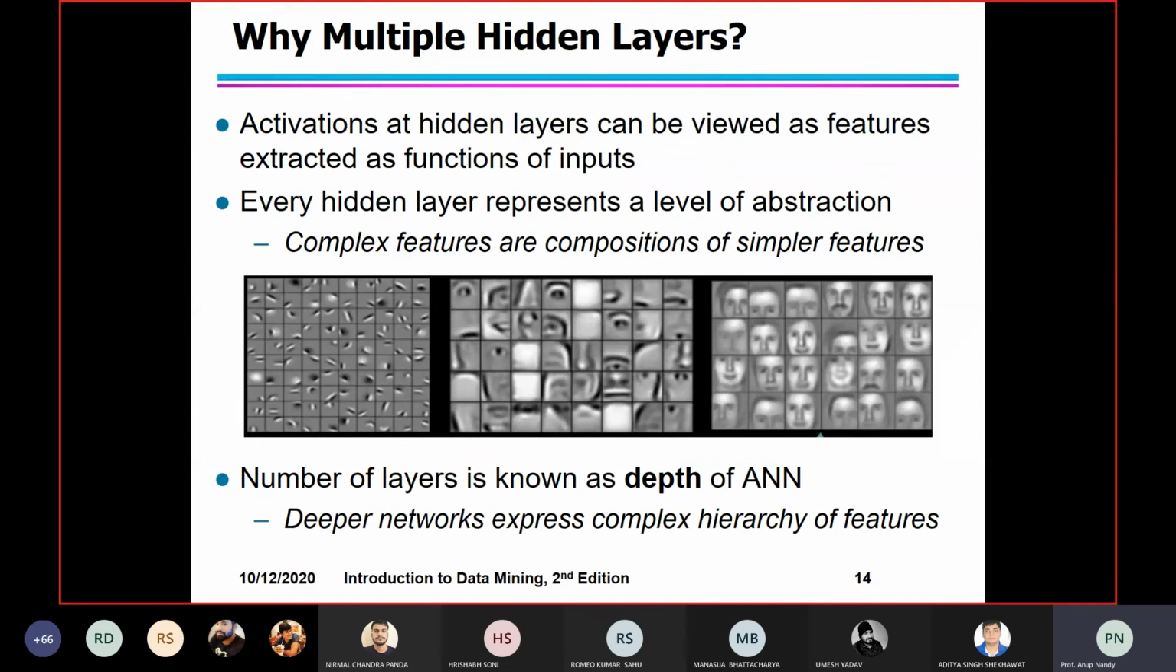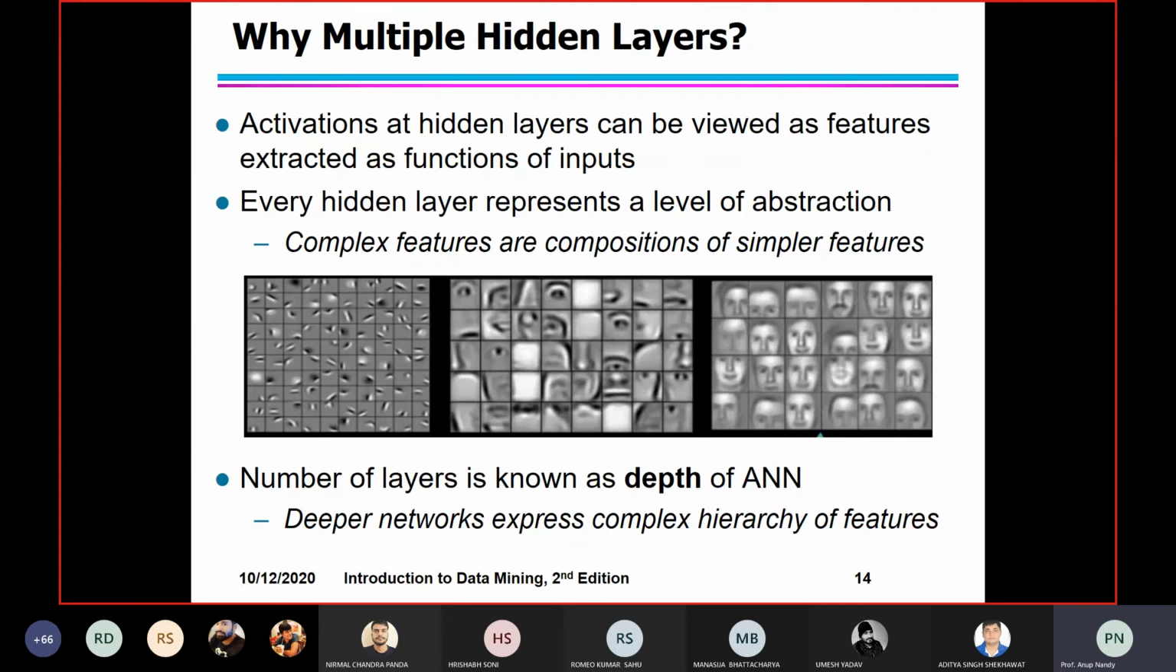Suppose this is why multiple hidden layers are required. The activation functions used in the hidden layer can be viewed as features extracted as a function of the input. So the features are extracted as a function of inputs. Now every hidden layer represents a level of abstraction. So every hidden layer.